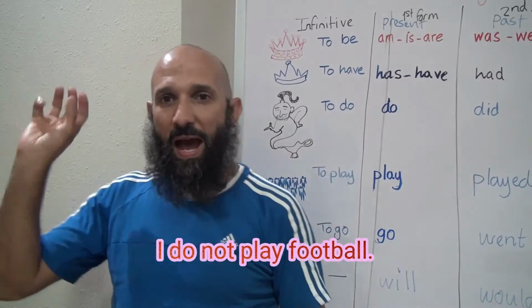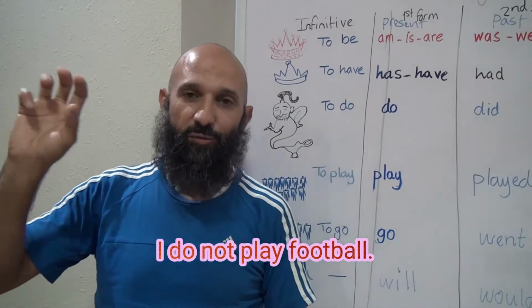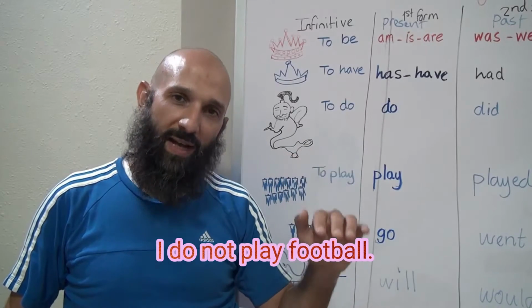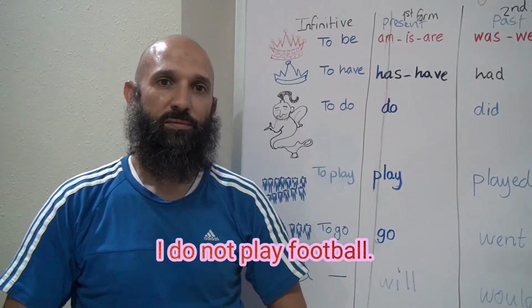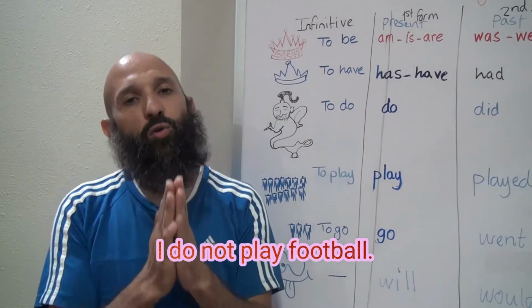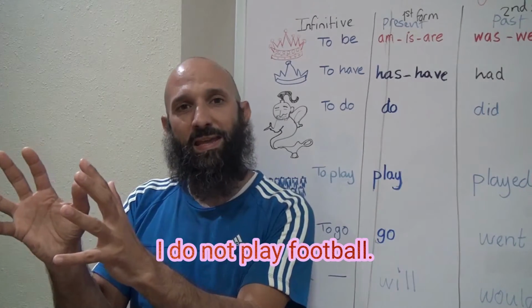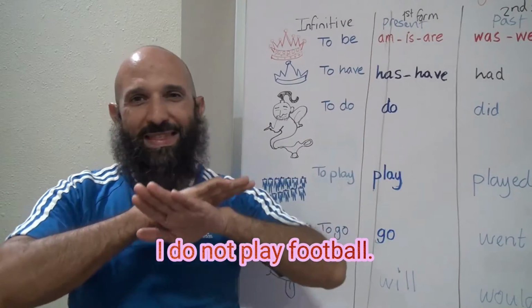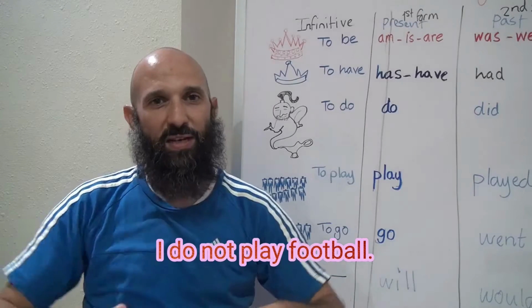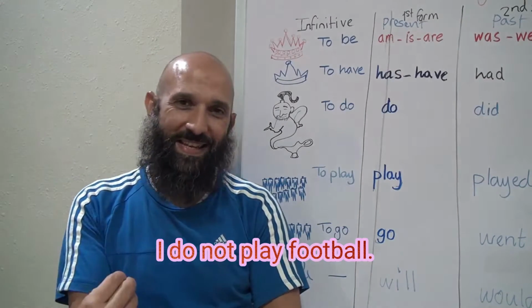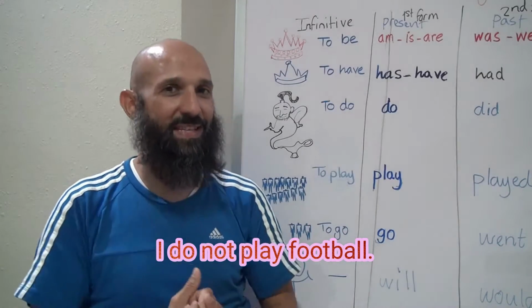So again, I play football. I do not play football. Where did that do come from? Oh, don't forget, I play football. So the verb here is play. It's not the king. So to make a negative, it definitely will need a wasta. This is why do is in this sentence, because it's the wasta to make negative.